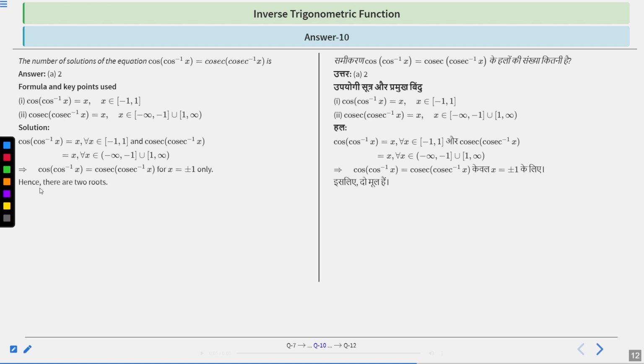Therefore, cos of cos inverse x will be equal to cosec of cosec inverse x for x is equal to plus minus 1 only, right? Hence, there are two roots, right? There will be two roots. Clear? Therefore, option A is the right choice. Clear? Option A is the right choice, two roots. Fine.